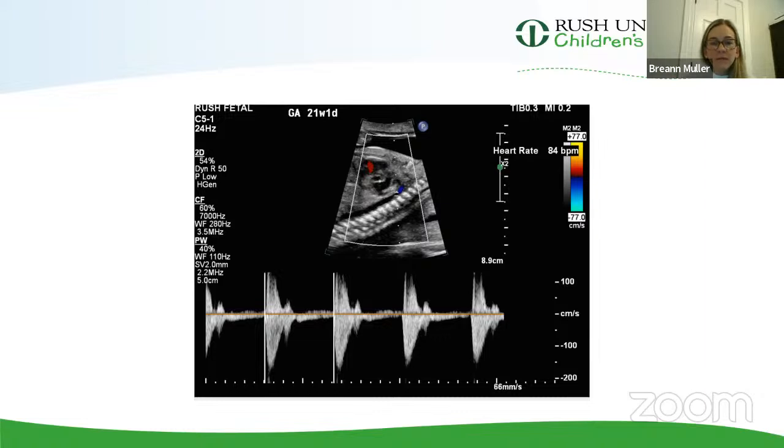So here, this is a patient we saw at 21 weeks. The first fetal echo noted a heart rate of 84. This is a pulse Doppler through the descending aorta. So the ventricular output is at 84.